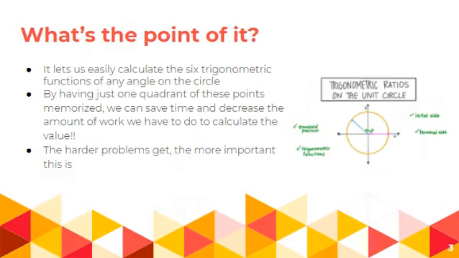Well, what's the point of that? Why do we need to know it? Well, like I said, we will easily be able to calculate any of the 6 trigonometric functions for any angle that appears on the circle. And by knowing just one quadrant, we can save time and decrease the amount of work we need to do for each problem, because we'll know the answer for any quadrant. This is going to be so important as the difficulty of the problems increases, because it'll save you so much time and effort because you'll already have it memorized.